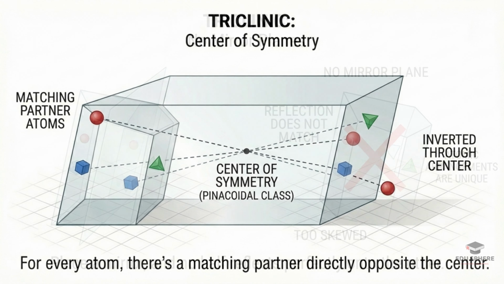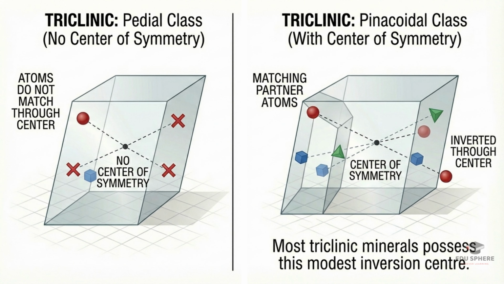In the pinacoidal class, also called triclinic normal, these crystals may have a center of symmetry, which is a point at the heart of the structure such that for every atom, there is a matching partner directly opposite. But even this small symmetry isn't always present. In the PDL class of the triclinic system, not even a center of symmetry exists. Most triclinic minerals fall into the first category, possessing only this modest inversion center.